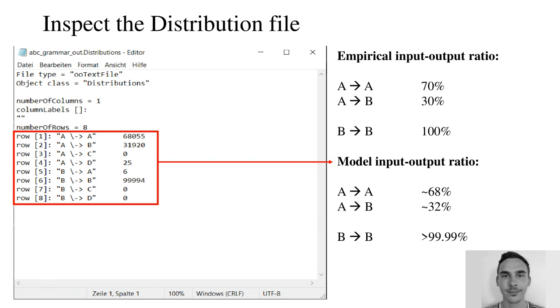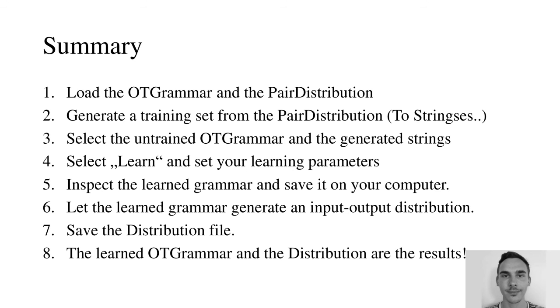Certainly, one could start playing around with the learning parameters in order to get an even more accurate model, but this is something you should only be concerned with once you got the basics right. In conclusion, here's a list of steps that you want to follow in order to train an OT grammar in the Praat program. Load the OT grammar in the PairDistribution file.